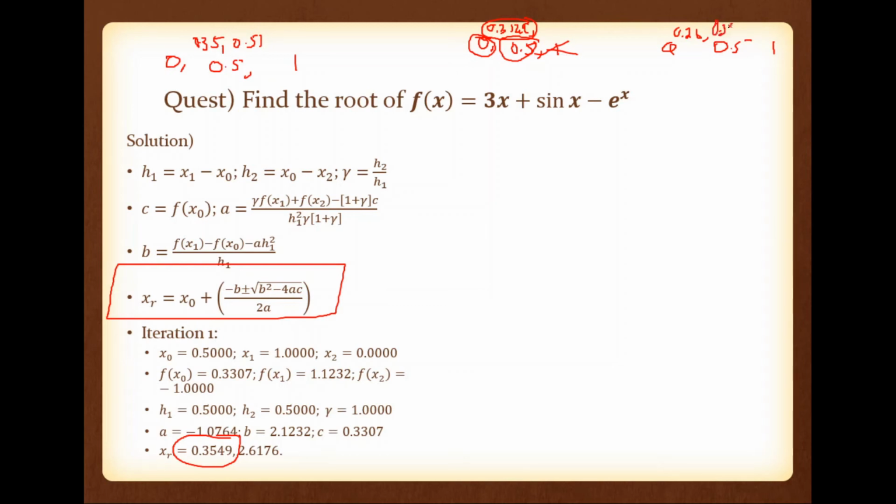So definitely 0.35 is very close to 0.5. So you have to take 0.35 as x0. Now its nearest right point is 0.5. So you have to take this one as x1. Now my question is, what is x2? Yes, you can't select 0. You have to select 0.26.